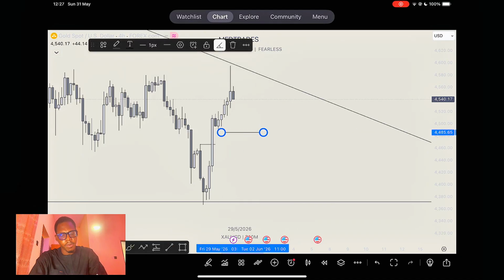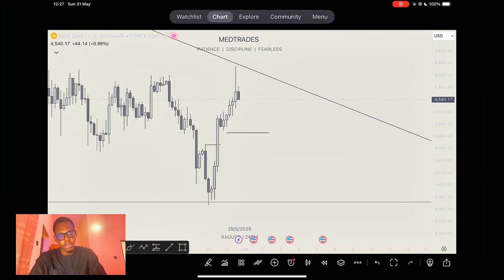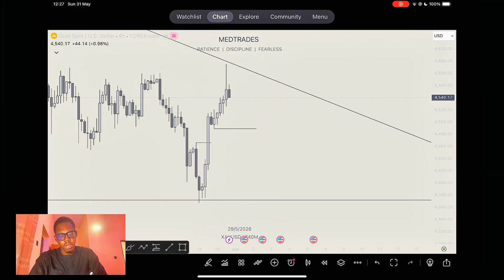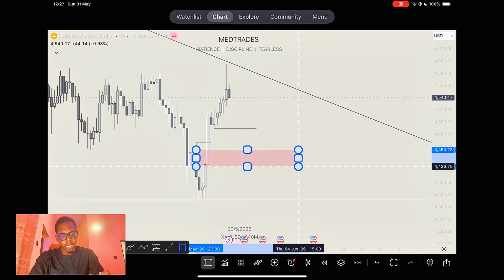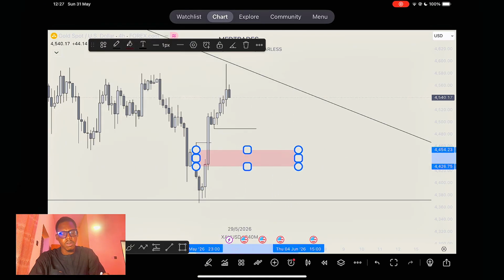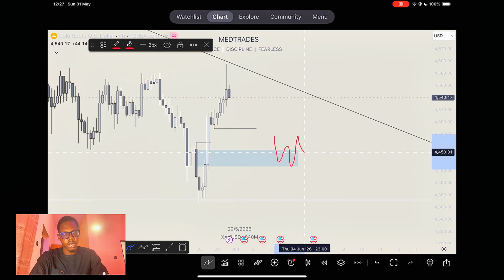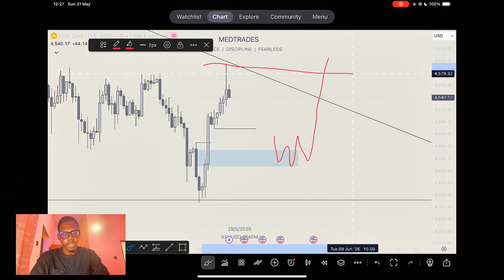So I'm expecting that price should pull into this level here, this area of demand. So now I'm going to wait for price to come into this level to form a market structure shift to buy and clear out this high right here.